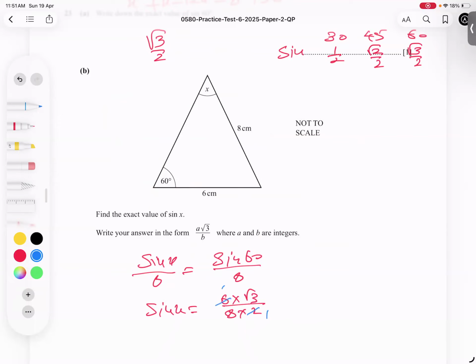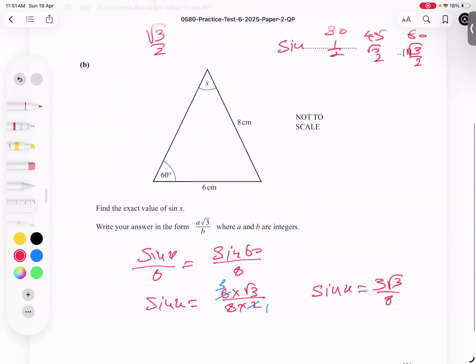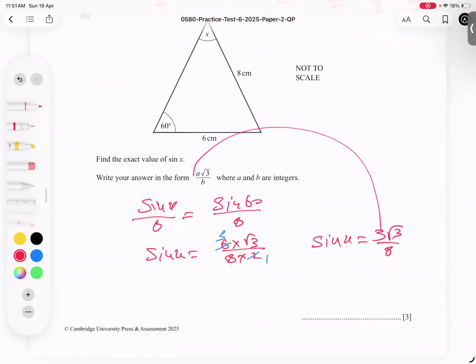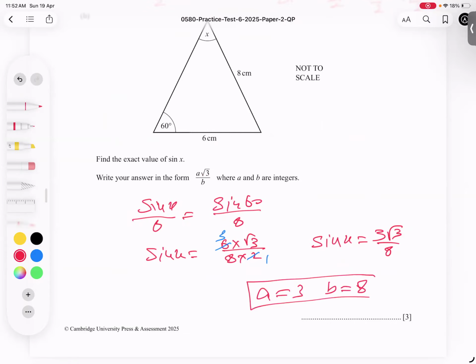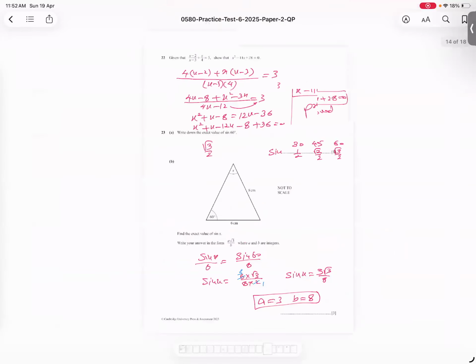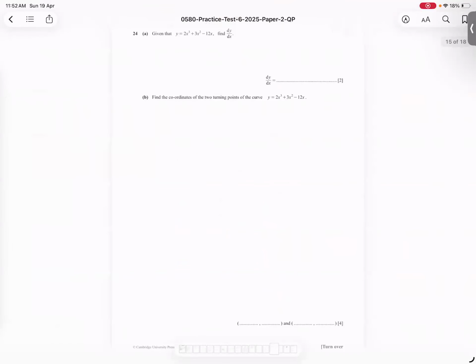2 ones are 2, 2 threes are 6. And that is our final answer. So 3 root 3 over 8. If he asked me what is A, the A is 3. And what is this B? B is 8. If sometimes he asks us to find it. Clear? And let's go for the next page.